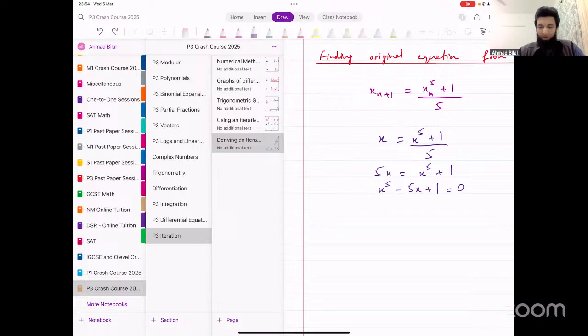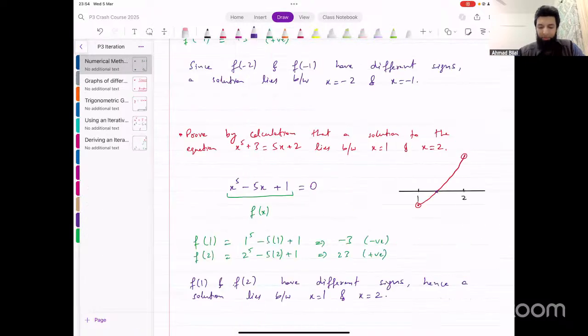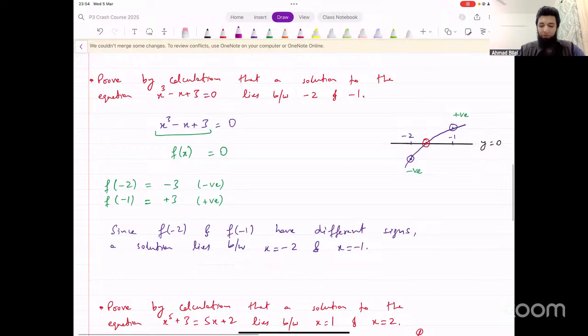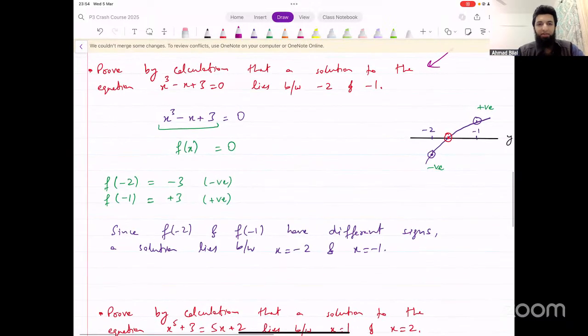In terms of the concepts that you have in iteration, this is pretty much all that you need to know. Let me go through these concepts again. One thing that you have to do is you have to be able to prove by calculation that the solution to an equation lies between two given values. That's one thing that you need to be able to do.